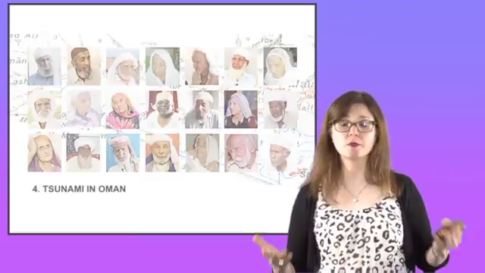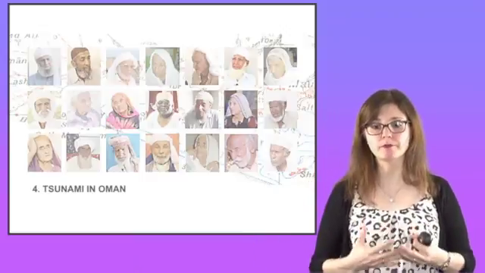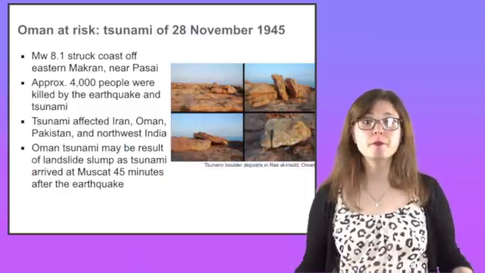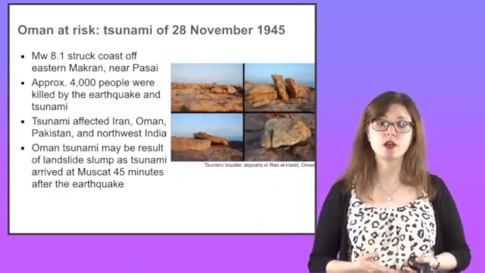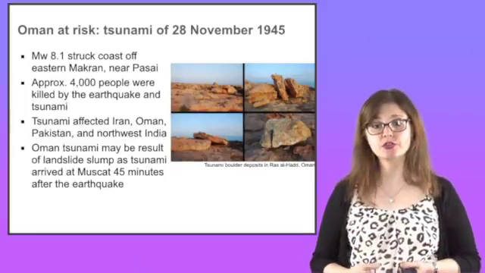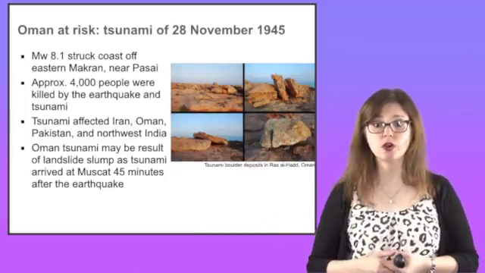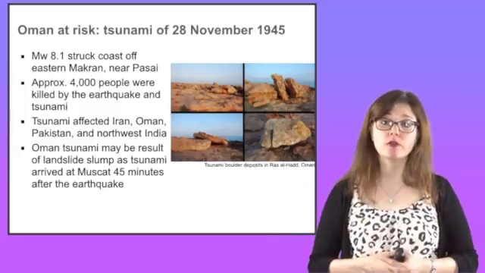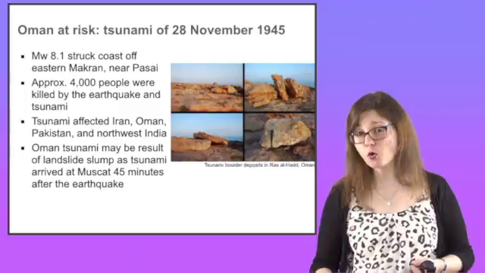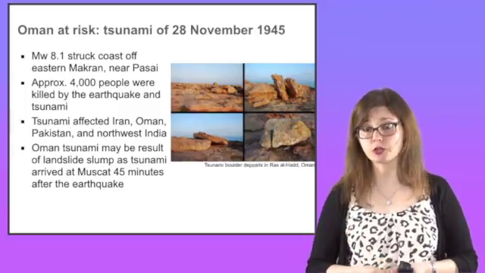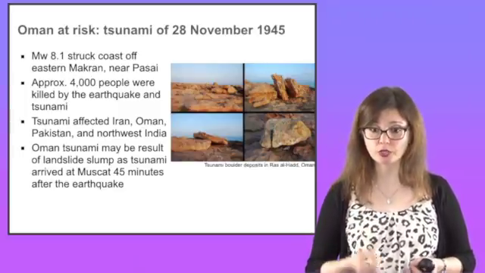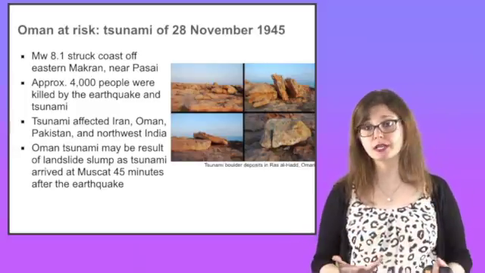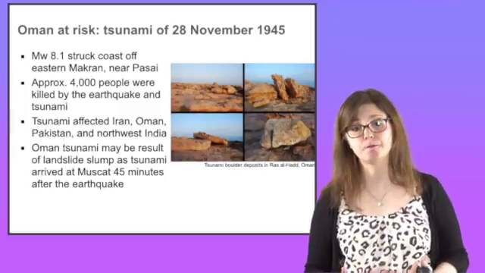So what about tsunamis in Oman? How can we apply all this information to the country of Oman? Well, you may be familiar with the fact that in 1945, an 8.1 magnitude earthquake struck off the coast of eastern Makran and affected everyone around the Gulf of Oman. Approximately 4,000 people are thought to have died, although none of them are thought to have died in Oman itself, but it affected Iran, Oman, Pakistan and parts of northwest India.